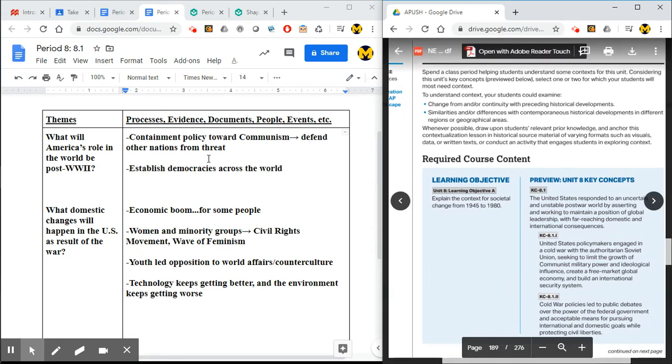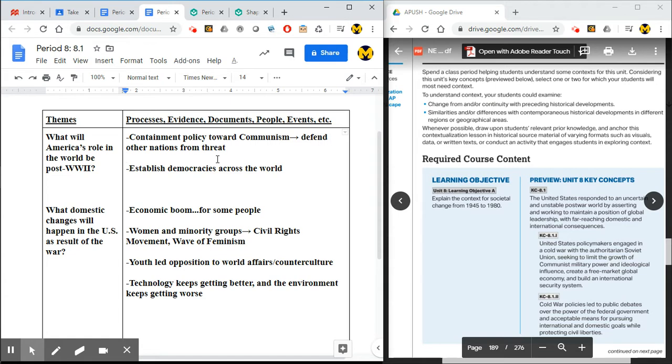So if you look over on the left here, I've put two questions up here. This one, what will America's role in the world be post-World War II? We addressed that a little bit yesterday, but we're going to look at a little more future material. So again, the war's ended. We're super powerful. We'll talk about this tomorrow, but our ally, the Soviet Union, who we fought alongside in World War II, is now our enemy.